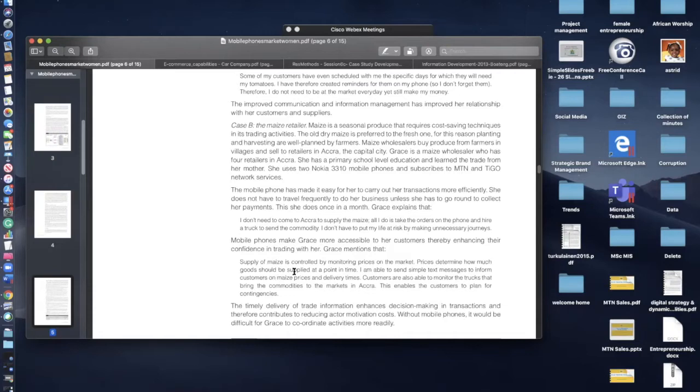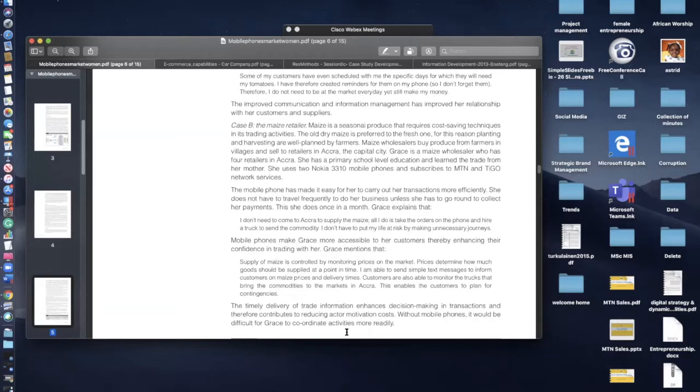And it goes on to say that because of that, she does that once in a month. So you realize that her business is gaining more value because she only moves around because she wants to go and collect payments. And even if the mobile phone can do that, that one will be eliminated. So this rival or the other side of the issue is also indirectly supporting our argument that the mobile phone is needed in the business. And that's why she concludes that without a mobile phone, it will be very difficult for Grace to coordinate her business more readily or more efficiently.